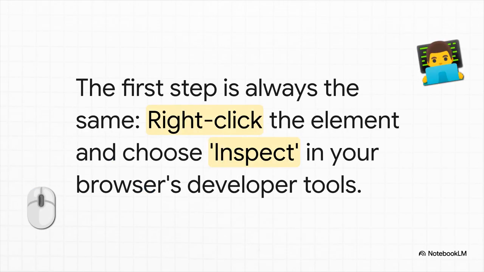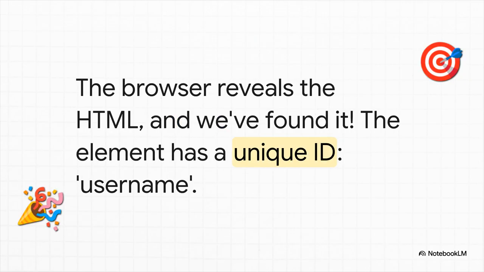and this should become muscle memory, is to go to your browser, right-click directly on that username field, and hit Inspect. This is going to pop open your browser's developer tools and take you straight to the line of code for that element. And boom, there it is.